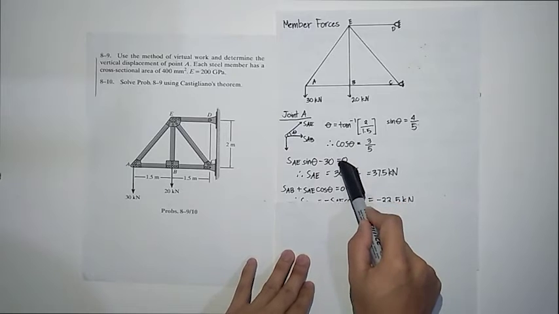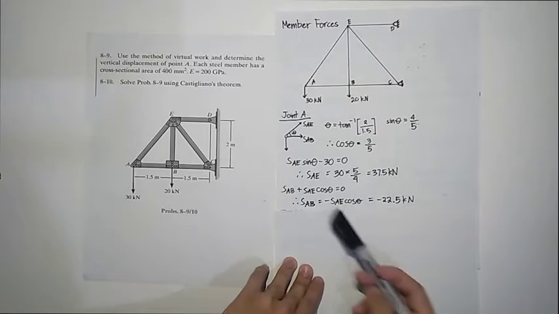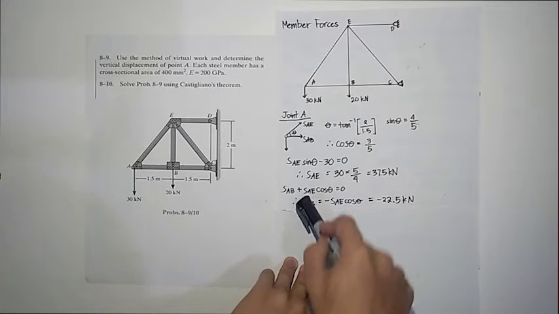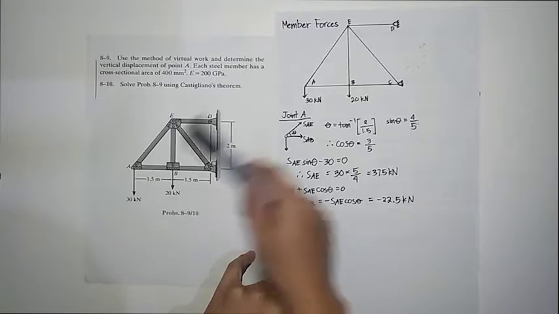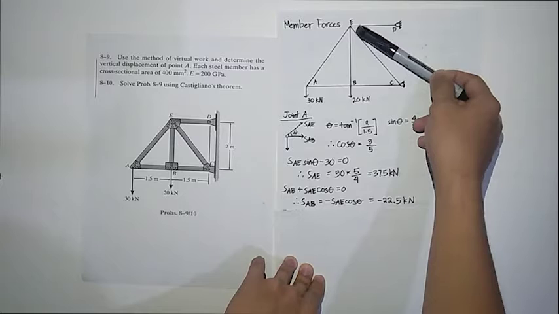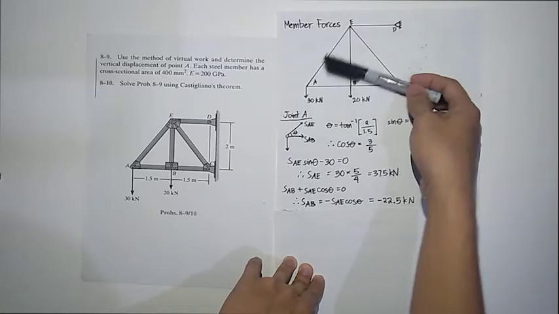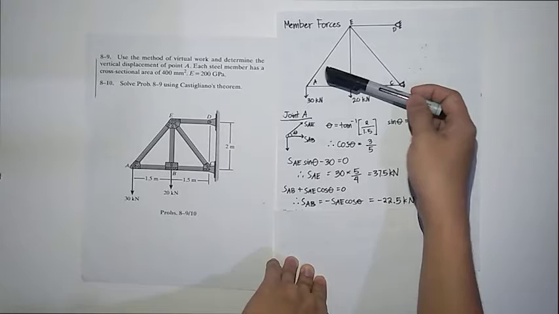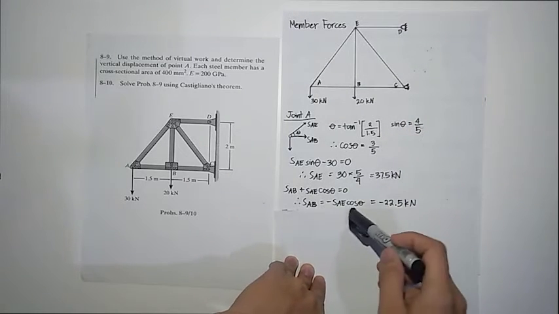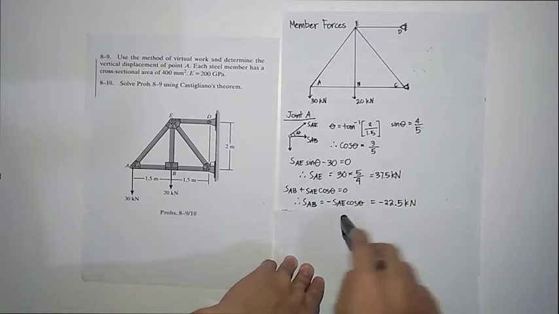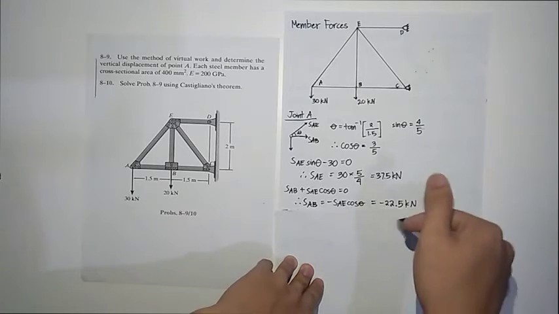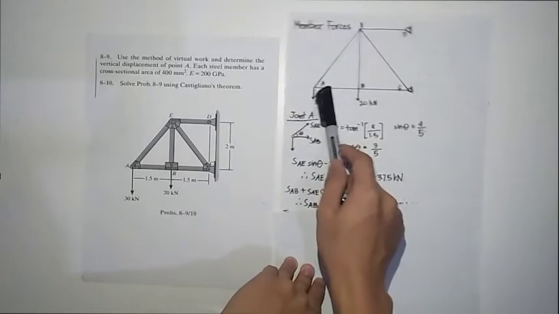Next, ay kukunin po natin ang SAB. At madali lamang po yun. Ang SAB, ang formula po, SAB plus SAE cos theta, kasi paakyat po by using the rule of the trigo, so equals to 0. SAB now is equals to negative SAE cos theta and equals to negative 22.5. So, ito po, 22.5 po dyan.